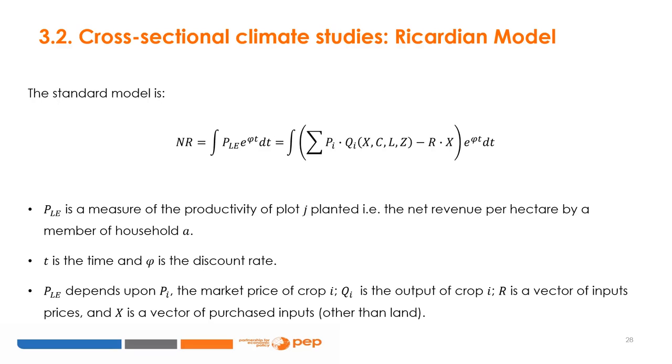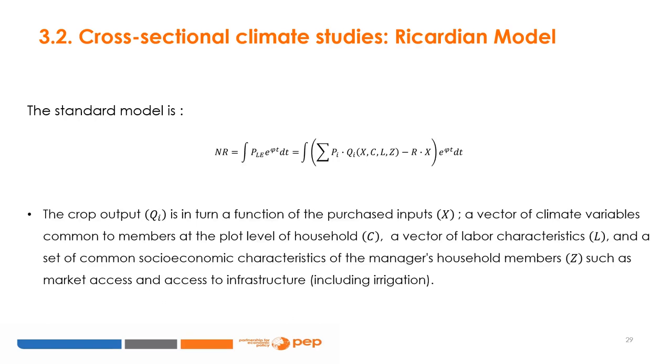PLE depends upon π_i, the market price of crop i; q_i is the output of crop i; r is a vector of input prices; and x is a vector of purchased inputs other than land. The crop output q_i is, in turn, a function of the purchased inputs x, a vector of climate variables common to members at the plot level of household c, a vector of labor characteristics L, and a set of common socioeconomic characteristics of the manager's household members Z, such as market access and access to infrastructure, including irrigation.